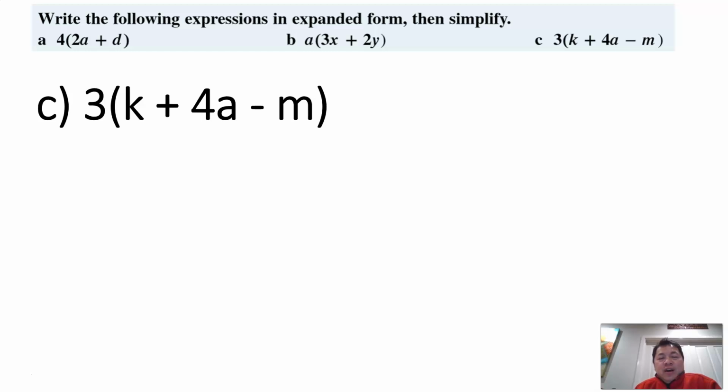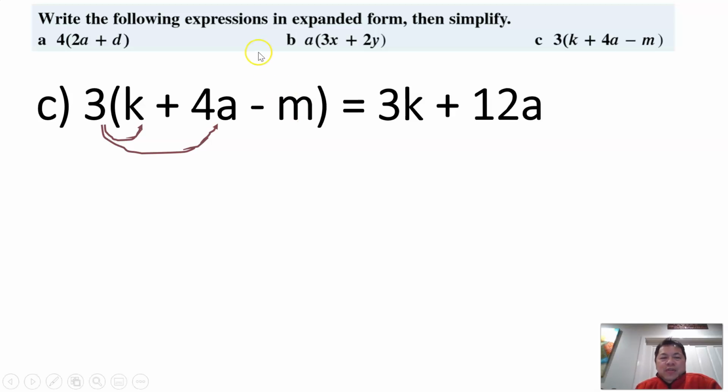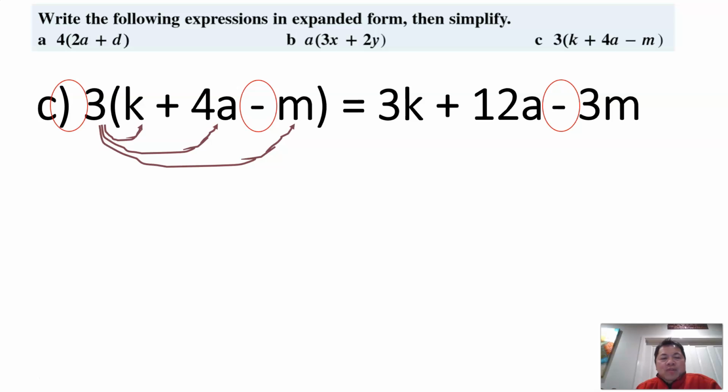Again, draw the curvy line. Now you have 3 items here. So you draw 3 curvy lines. 3 times 4a, so it's plus 12a. Now you have to bear in mind this is a minus here. Plus times minus, you get minus. So 3 times minus m, you get minus 3m. Just have to bear that in mind, okay? Because this is a plus here, plus 3 times minus. Positive times negative will give you a negative number. That's how I get minus 3m. Okay?